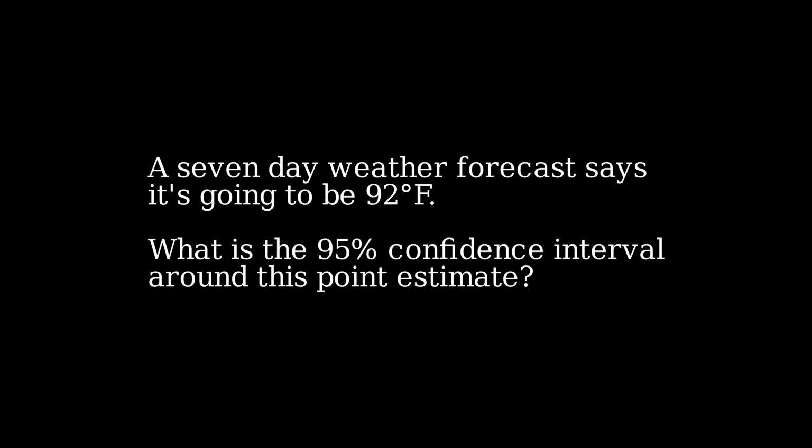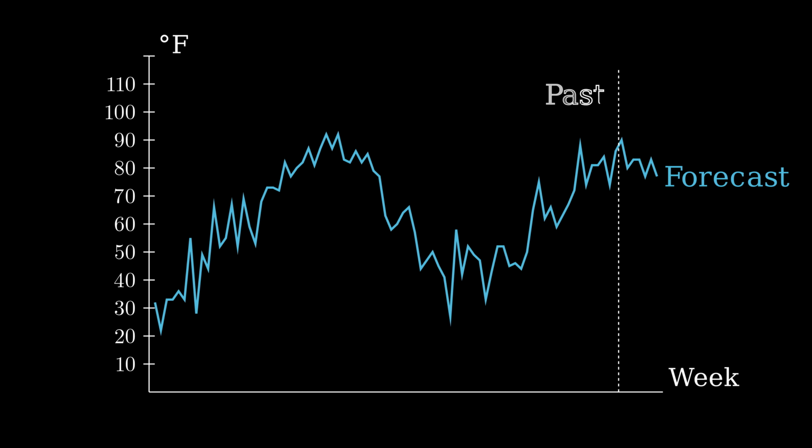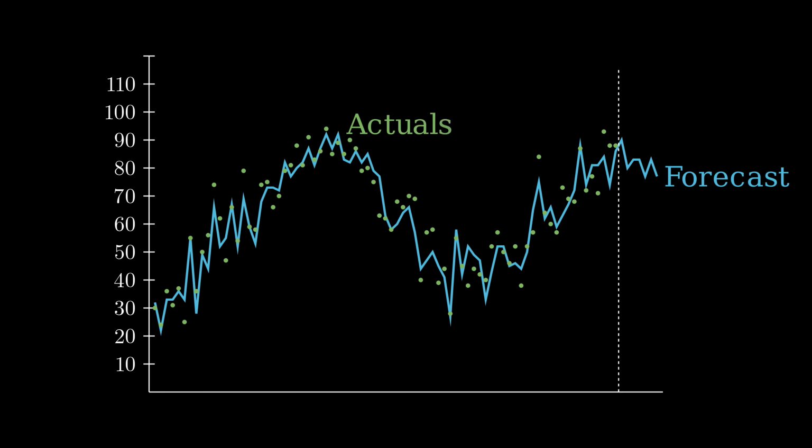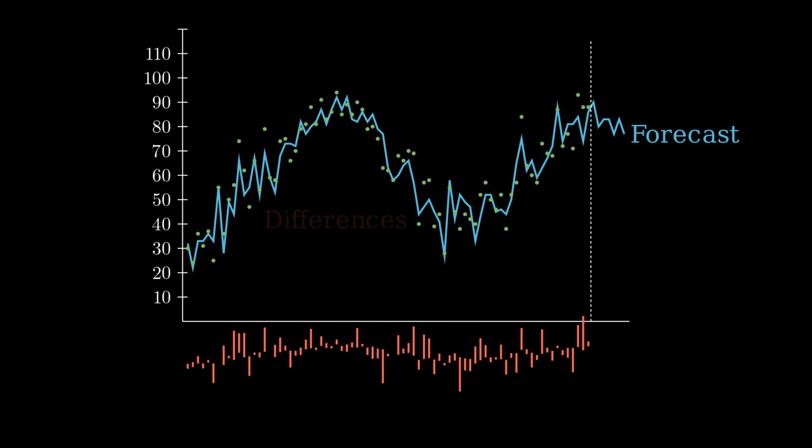To answer this question, let's see how close previous forecasts were to reality. Here are historical 7-day forecasts for New York City between January 2022 and September 2023, and the actual temperature observed on day 7. Look at the differences between the actuals and the forecast. In statistics, those are called residuals, and conformal prediction uses an even fancier term, nonconformity score. But I promised no big words, so I'll just call them differences.